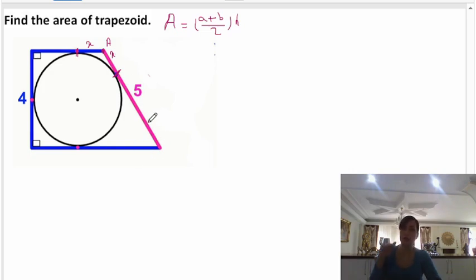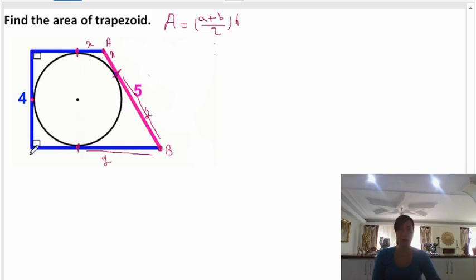Again, I use this rule that says the tangents from an external point are equal. This time I take this point and label it B. The tangents from B to the circle, where B is the external point, are equal in length. So if I get here y, this segment would be y as well. So from here to here would be y, and from here to here would be y.